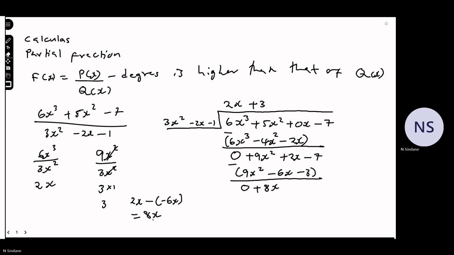Negative 7, negative of negative 3. This will give us negative 7 plus 3, which is negative 4. Here I'm going to have minus 4 as my solution.